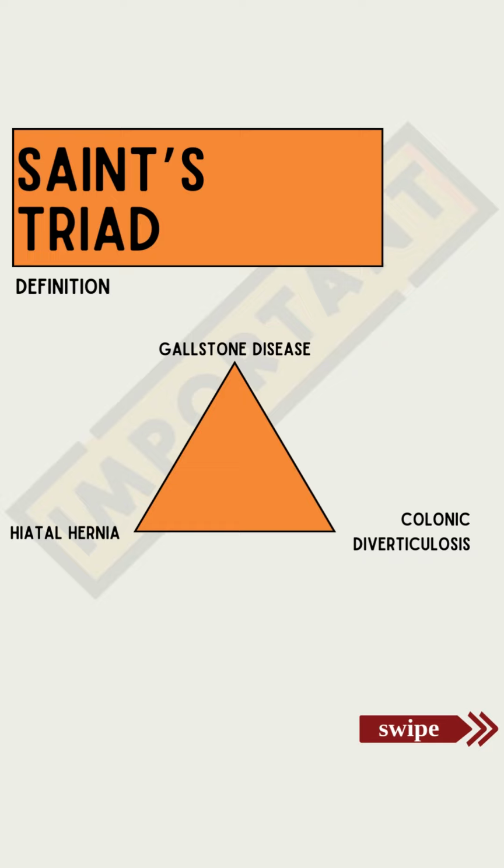Diagnosis is made on two or three different criteria. So, for example, you will require ultrasound to establish gallstone disease, and colonoscopy for colonic diverticulosis, and of course, endoscopy for hiatal hernias. Now, how do you manage Saints Triad?